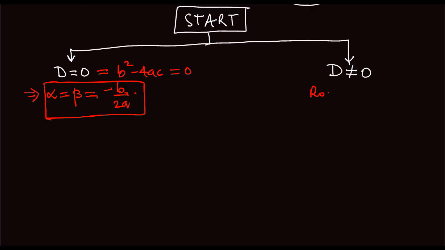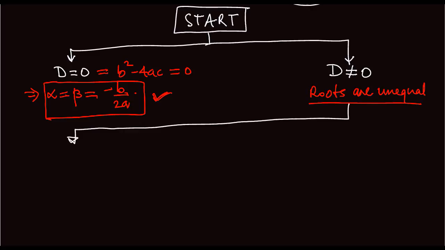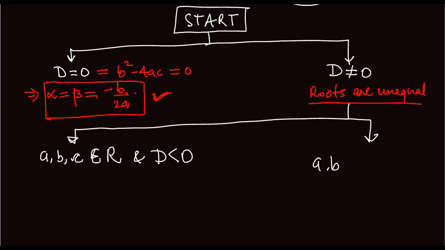If d is not equals to 0, roots are unequal. In case d is equals to 0, roots are equal. You can see it here. Roots are unequal in this case. Now again we move on from this. If d is not equals to 0, then also we have two cases. First one is a, b, c belong to R and d is less than 0, or a, b, c belongs to R and d is greater than 0. There are two cases.